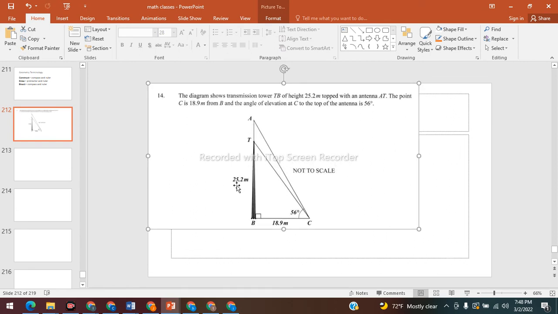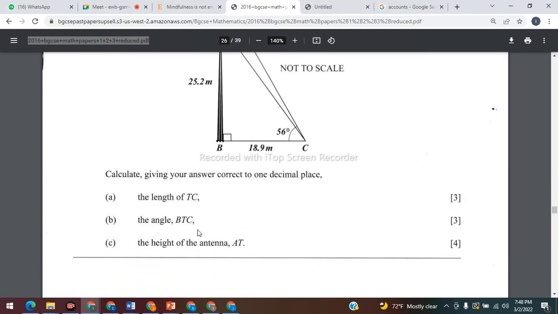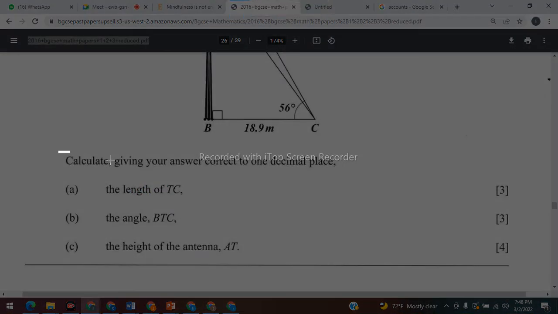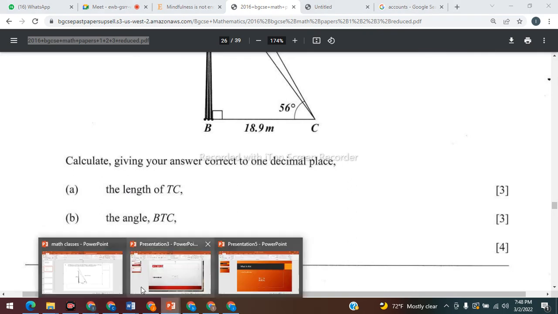Okay, so the first question is, it's very important that we obey their rules. Calculate, giving your answer correct to 1 decimal place, the length of TC. So you want to figure out what is the length of TC.